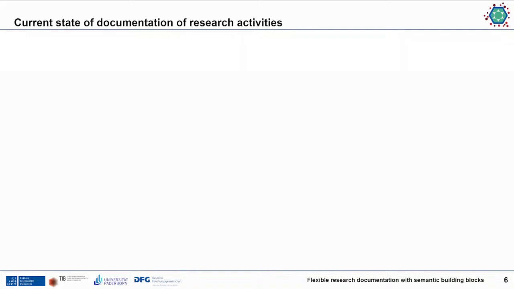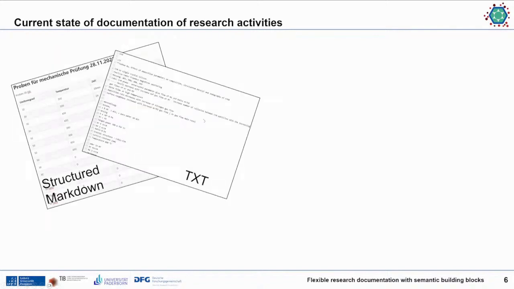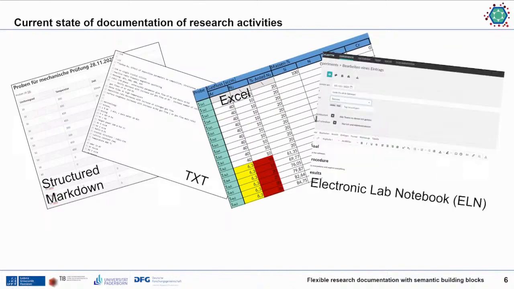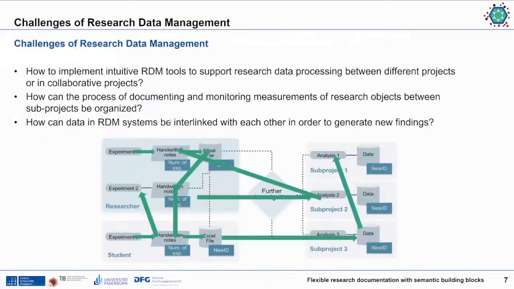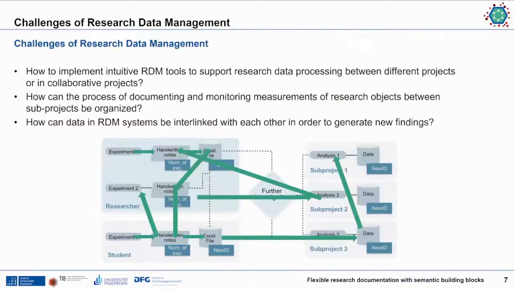If we look at which kind of documentation or system we are using now, it can be something like structured markdown, different types of TXT data, Excel, or, for example, electronic lab notebooks. So you see different kinds of tools for project result description, and everyone uses different standards. We need a common solution for this. One possible solution is a research data management system.